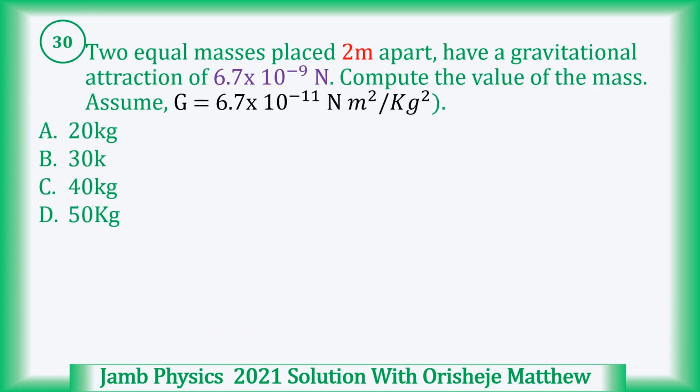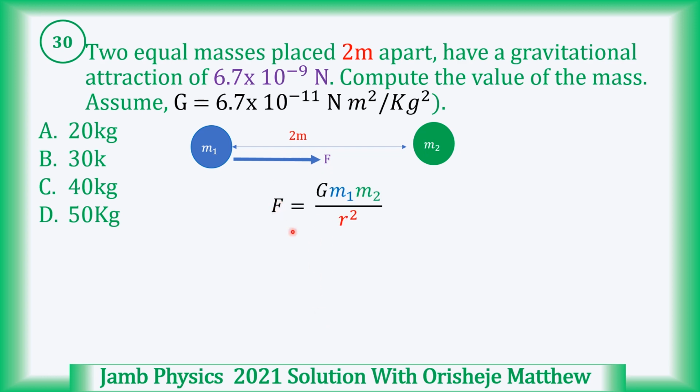Question 30 has to do with Newton's law of universal gravitation. Look at two masses placed 2 meters apart, mass 1 and mass 2, the blue mass and the green mass. They have equal mass and are placed 2 meters apart from each other. The force of attraction F is given by Newton's law of universal gravitation: F is equal to the gravitational constant multiplied by the product of the two masses divided by the square of the separation distance.